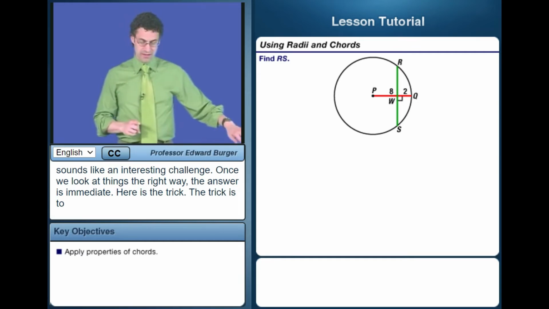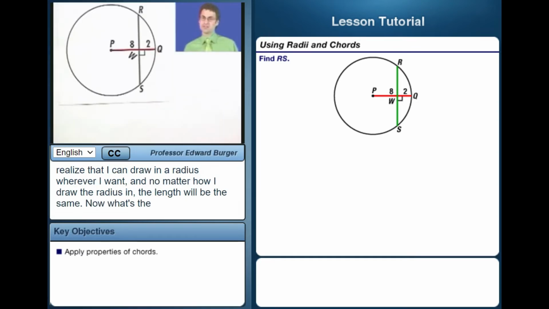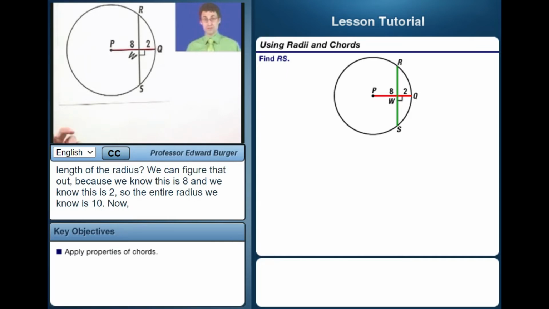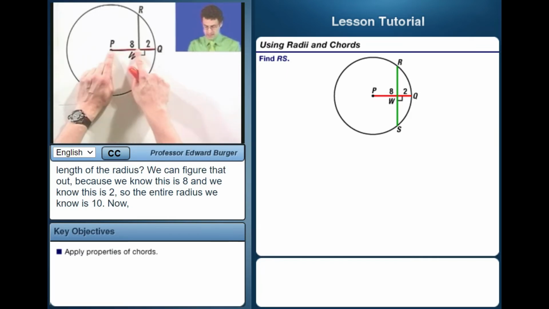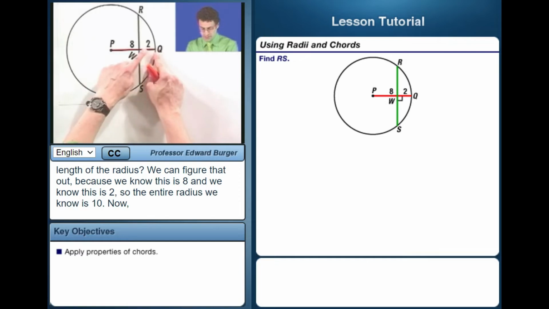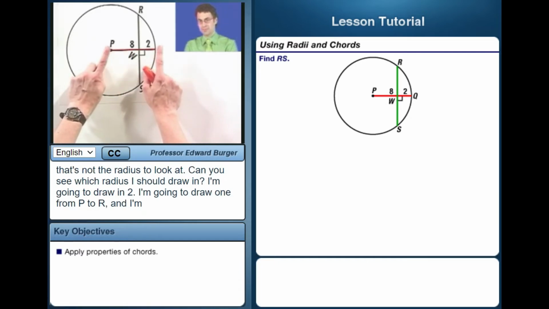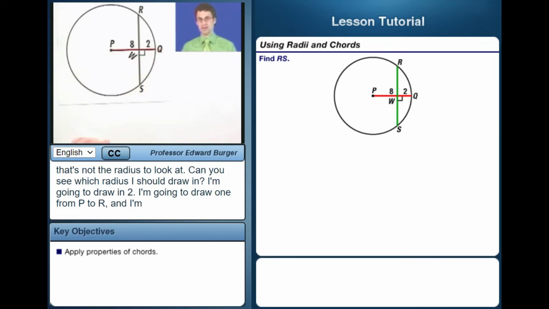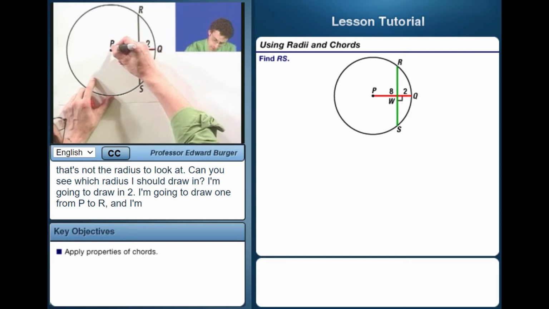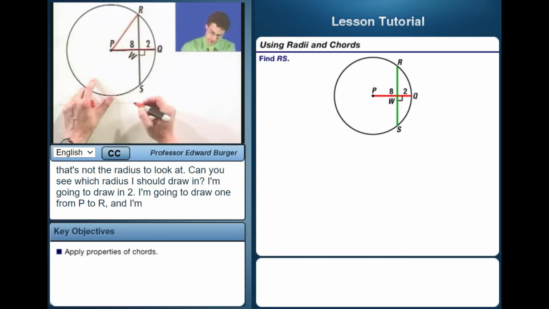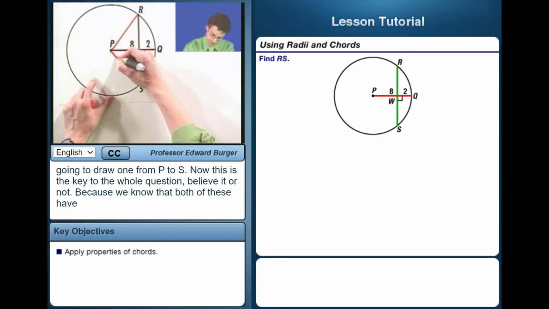Here is the trick. The trick is to realize that I can draw in a radius wherever I want, and no matter how I draw the radius in, the length will be the same. Now, what's the length of the radius? We can figure that out, because we know this is 8, and we know this is 2, so the entire radius we know is 10. Now, that's not the radius to look at. Can you see which radius I should draw in? Well, I'm actually going to draw in 2. I'm going to draw one from P to R, and I'm going to draw one from P to S.